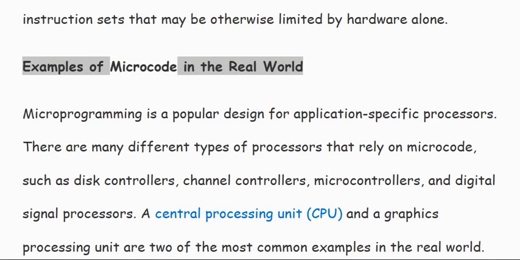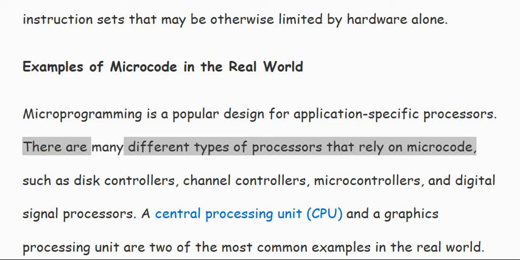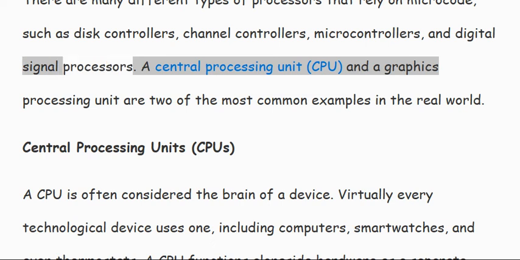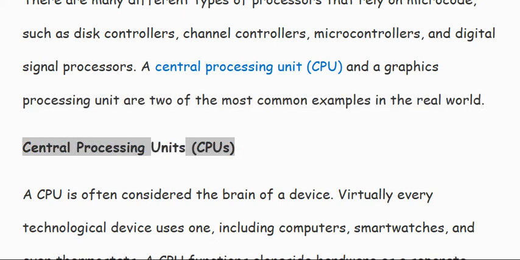Examples of microcode in the real world. Microprogramming is a popular design for application-specific processors. There are many different types of processors that rely on microcode, such as disk controllers, channel controllers, microcontrollers, and digital signal processors. A central processing unit, CPU, and a graphics processing unit are two of the most common examples in the real world.